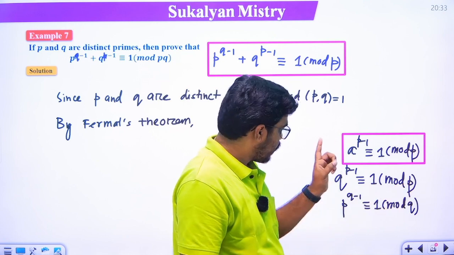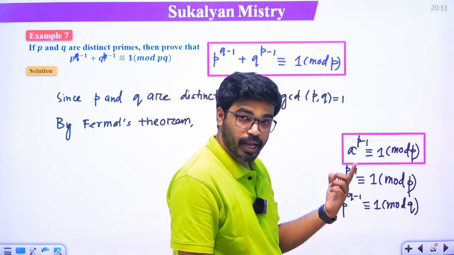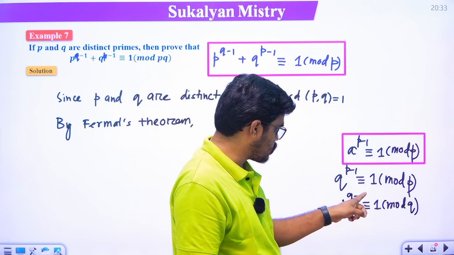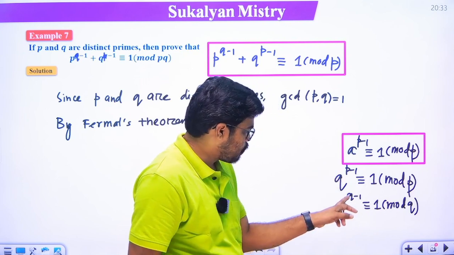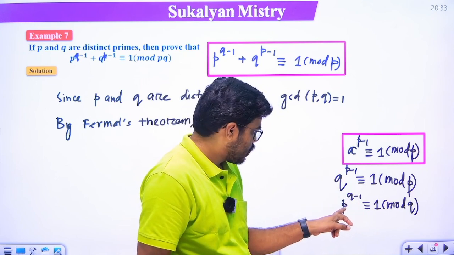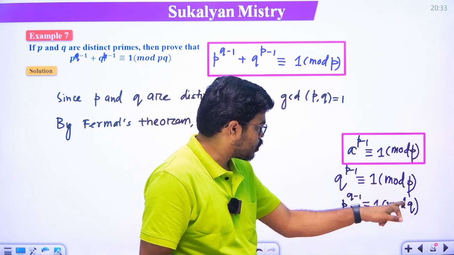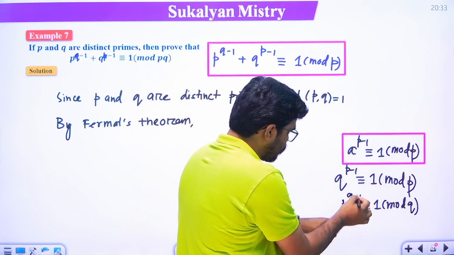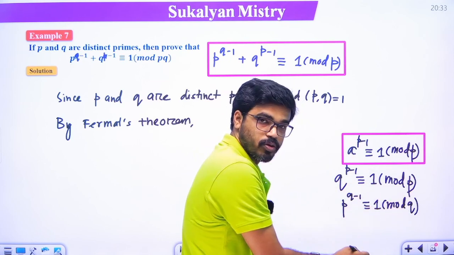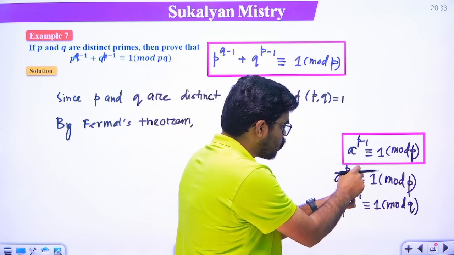Again, what we can write, p to the power q minus 1: q is a prime, that is given, so p to the power q minus 1 is congruent to 1 modulo q. A to the power p minus 1 is congruent to 1 modulo p, and p to the power q minus 1 is congruent to 1 modulo q. Okay, q to the power p minus 1 is congruent to 1 modulo p.